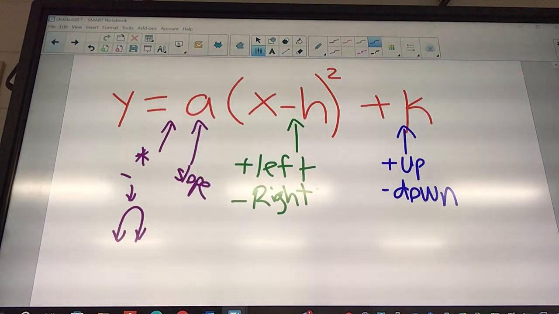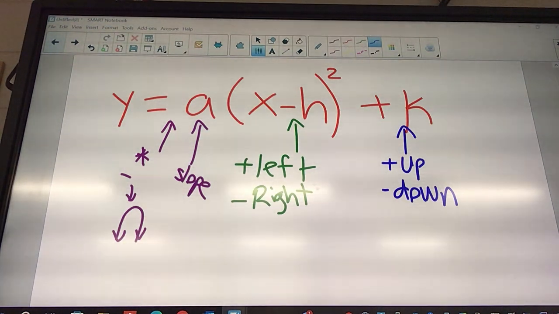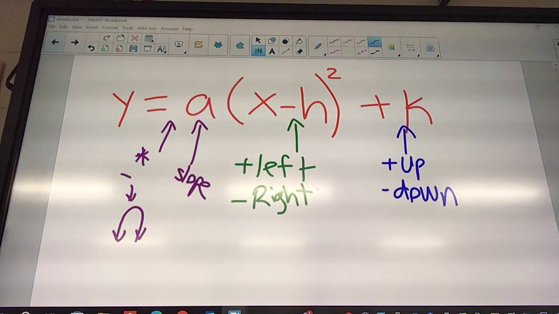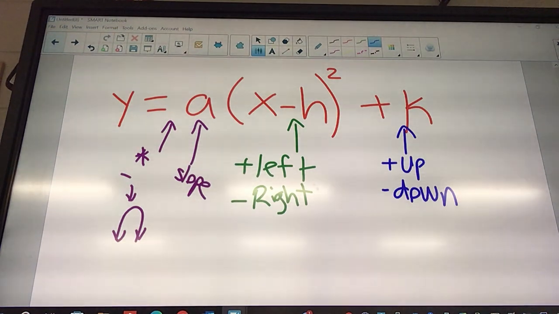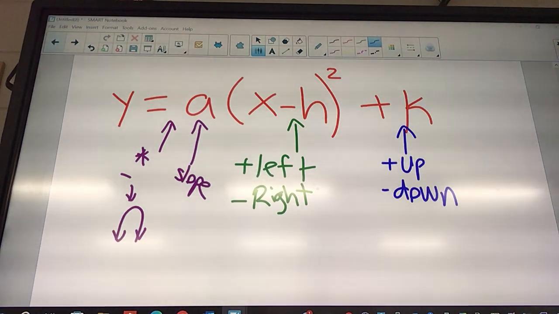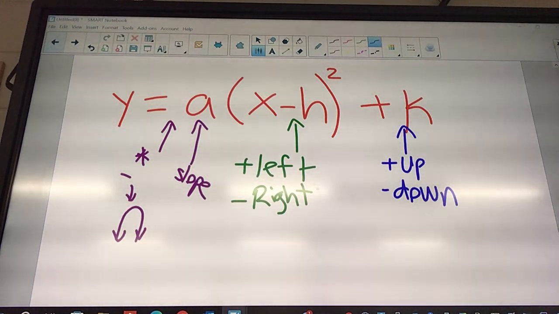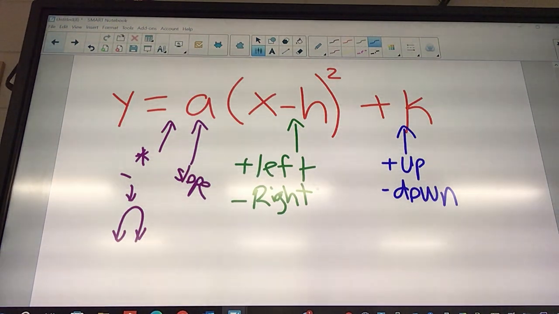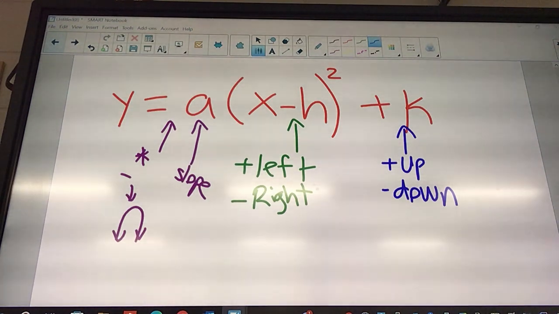So it'll be up and down, if it's with the K. Mm-hmm. Yeah, so it's on the outside. It's going to make more sense once we start to do it. If it was a positive, it would be upwards, and if it was negative, it would be down.